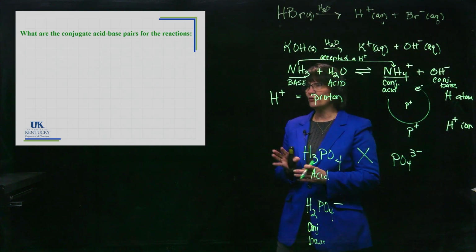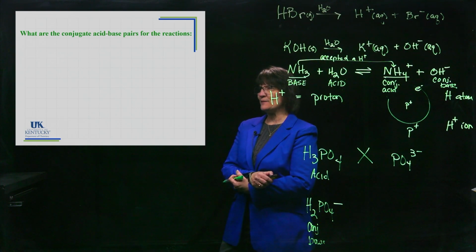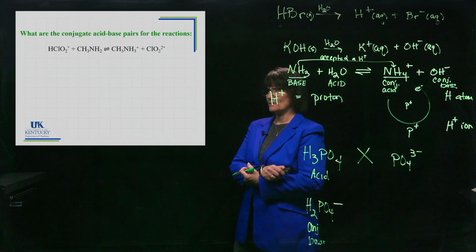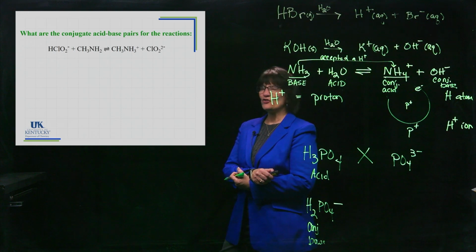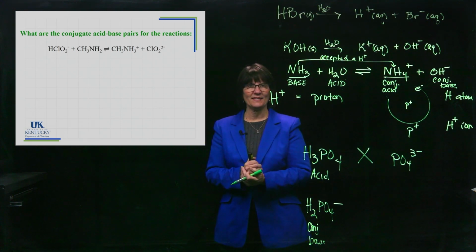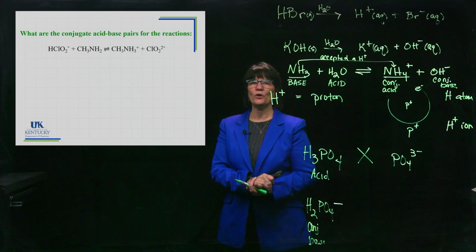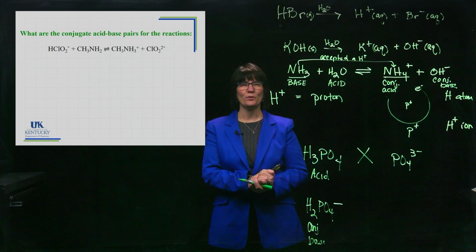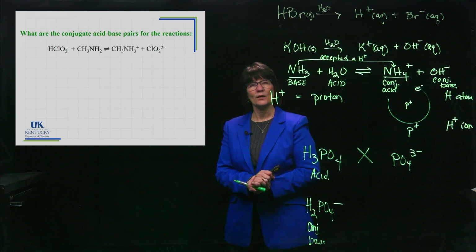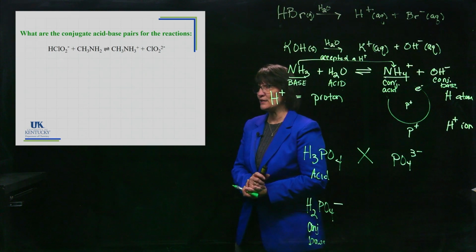Okay, so we're going to go through some examples and let you answer some questions about this. What are the conjugate acid-base pairs in the following reactions? Notice here, there is no water involved. I told you that this is a more inclusive definition of acids and bases. The Arrhenius definition would not hold here because we don't have anything producing H+ and OH- ions in water. But we are defining them by the proton transfer.